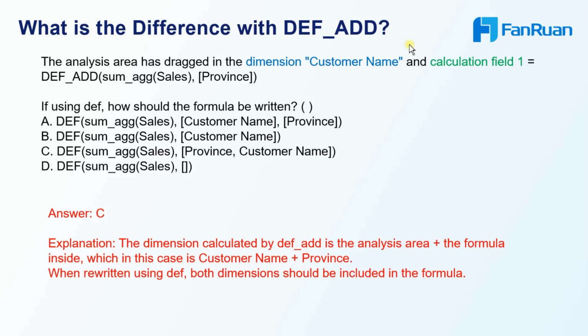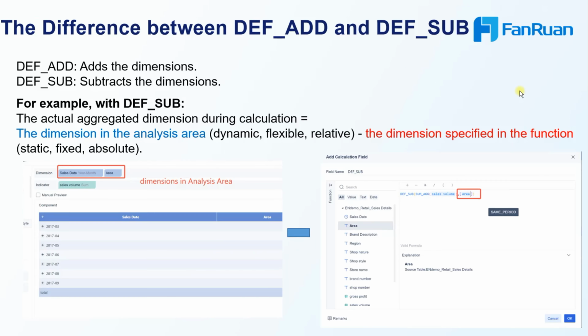So when you rewrite it using define, the calculation is only based on the formula dimensions, and the analysis area dimensions are not involved. Therefore, we need to include both dimensions in the formula, which is why we choose option C. Option A is incorrect because it places the province dimension in the wrong place, within the third parameter for filtering conditions. Now, let's dive deeper into the difference between define add and define sub.